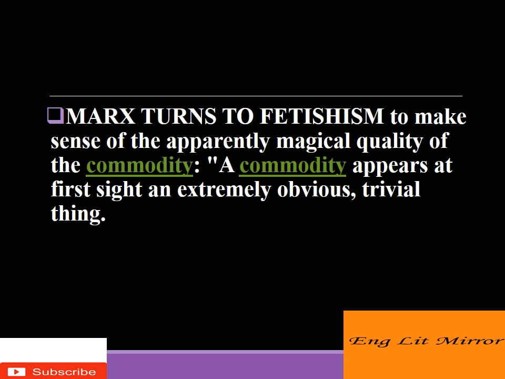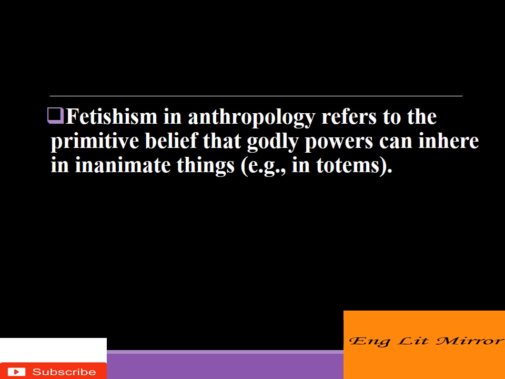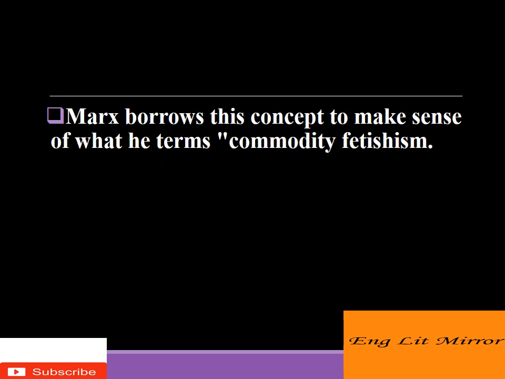Marx turns to fetishism to make sense of the apparently magical quality of the commodity. A commodity appears at first sight an extremely obvious, trivial thing, but its analysis brings out that it is a very strange thing, abounding in metaphysical subtleties and theological niceties. Fetishism in anthropology refers to the primitive belief that godly powers can inhere in inanimate things. Marx borrows this concept to make sense of what he terms commodity fetishism.